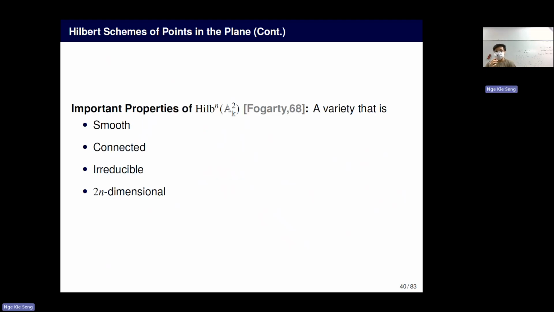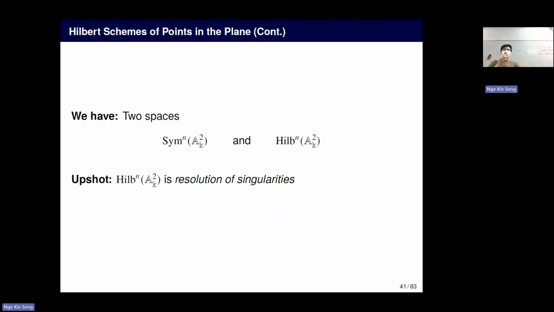Now here we list some of the fundamental or important properties of the Hilbert schemes proven by Fogarty in 1968, which says that the Hilbert scheme of points is a variety that is smooth, connected, irreducible, and of dimension 2n. Our next presenter is going to talk about some of these properties in detail. And now we would like to see an application of the Hilbert scheme of points in the plane.